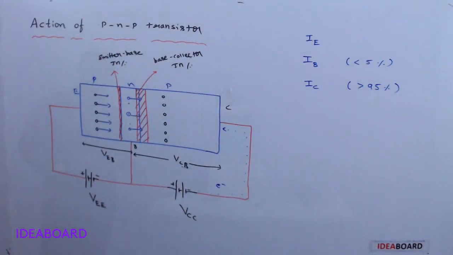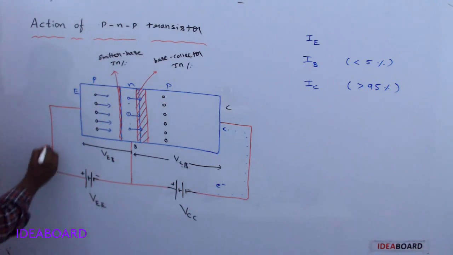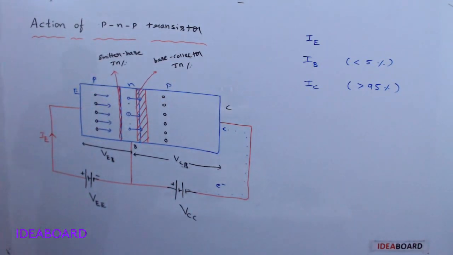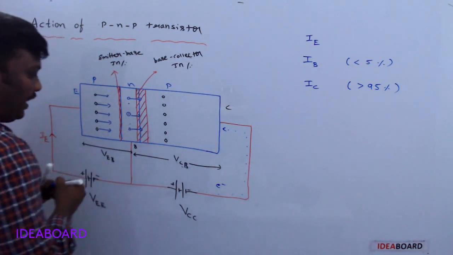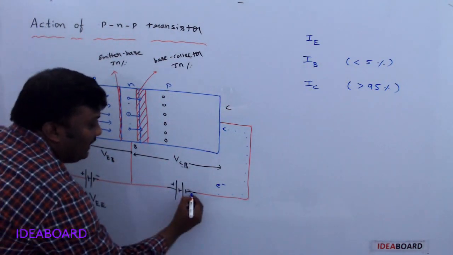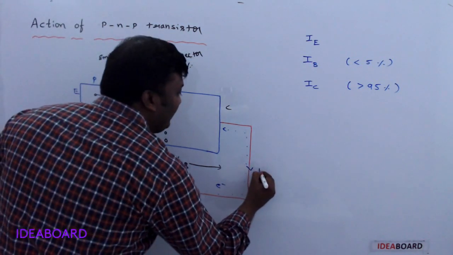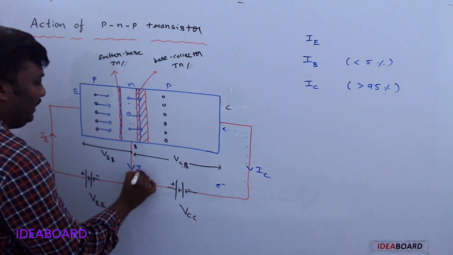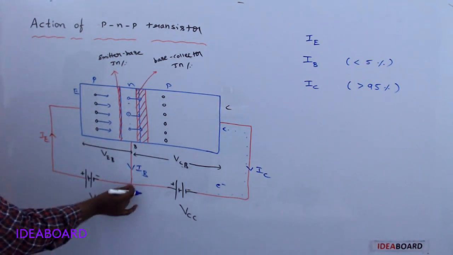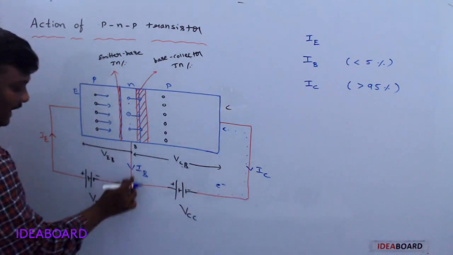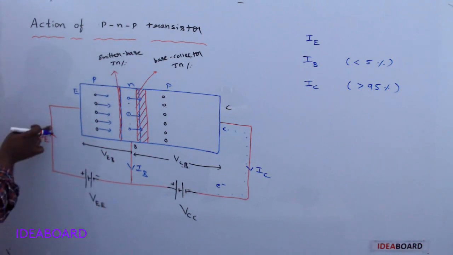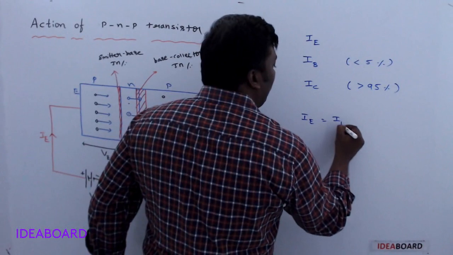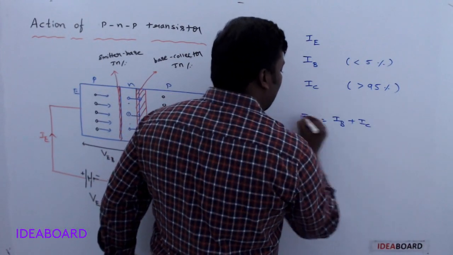Okay, we are always using the conventional current direction now. So this is positive, that means the direction of IE will be in this one, and this is also positive. Okay, and this is negative. So IC will be in this direction, and IB in this direction. So at this junction, IC and IB combine and come out as IE. So the relation is IE equals IB plus IC.